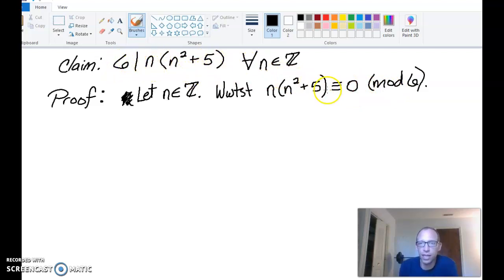We could also say that 6 divides n times n squared plus 5 minus 0. That would be another way to say that, which is essentially how we translated that from this to this. So how do we show this?